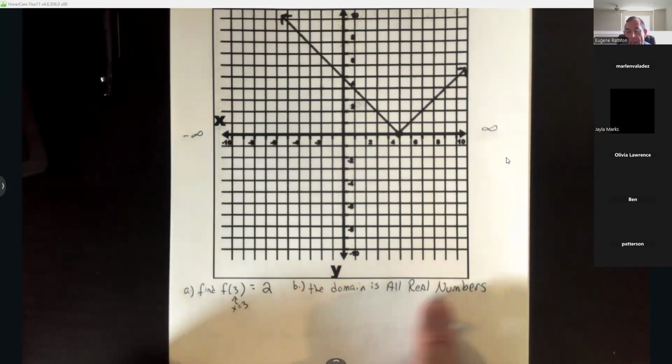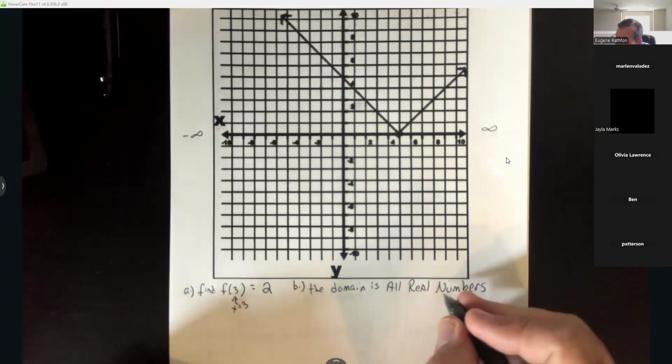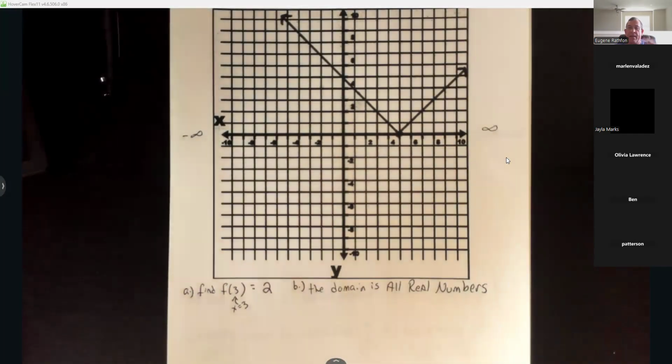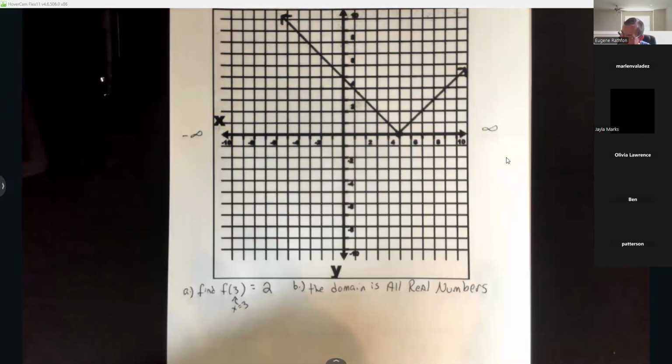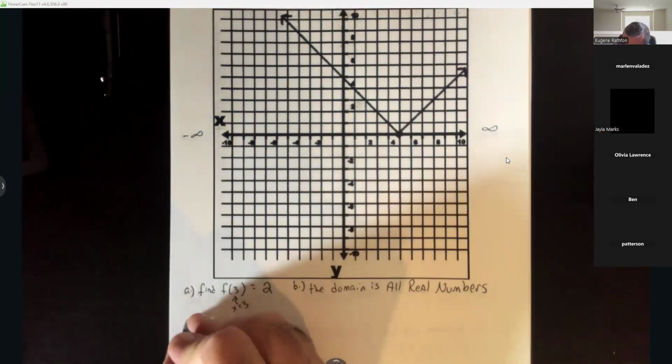Now, later on, we'll learn how to rewrite this. In the future, we'll rewrite all real numbers like negative infinity to infinity. Okay, but for now, we're not learning that part, so they're just going to write it out.